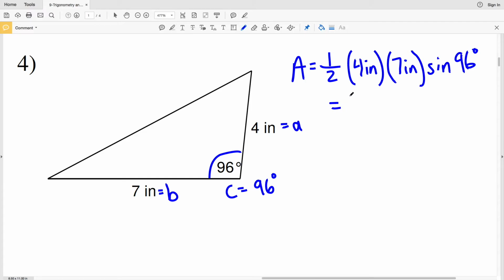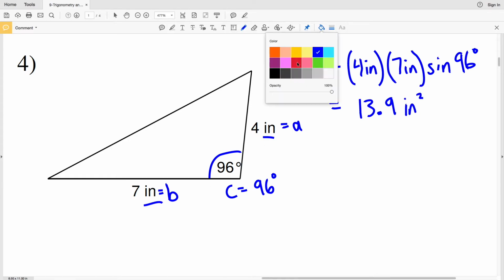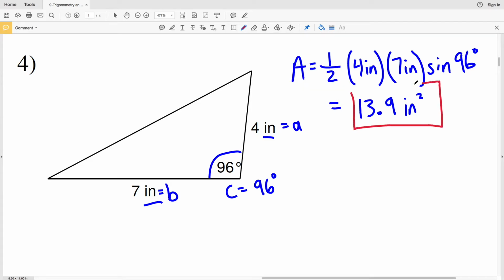Entering that into the calculator, 0.5 or 1/2 times 4 times 7 is going to be 14, and then we're multiplying that by the sine of 96, which will give us 13.92, which rounds to 13.9 when rounding to the nearest tenth. Our sides are in inches, so our label for number 4 is inches squared. 13.9 inches squared is our area in number 4.